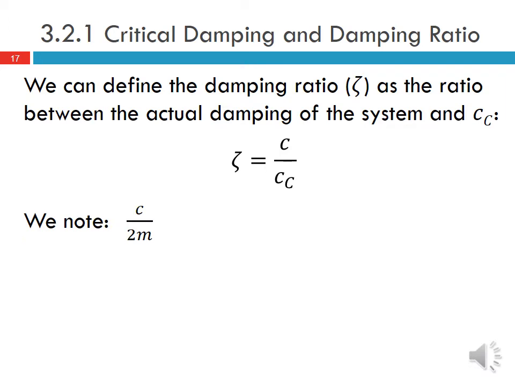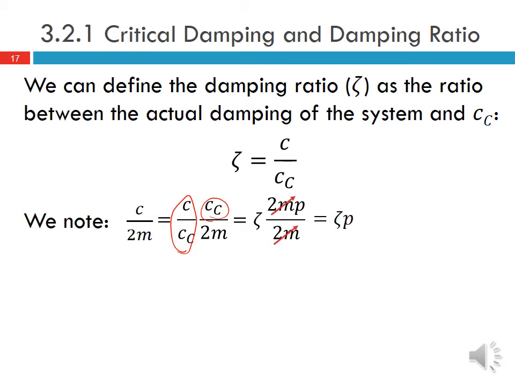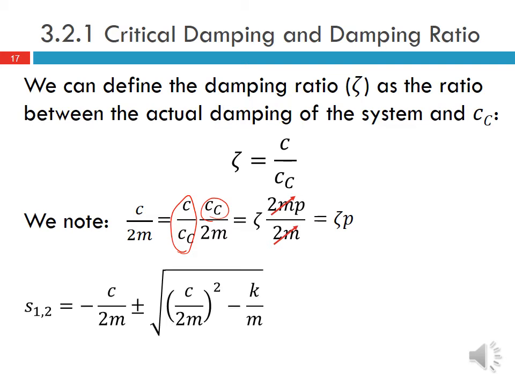We remember that c over 2m can be rewritten as shown here, so this becomes zeta, and then Cc we said was 2mp. So c over 2m is equal to zeta p. This is just important because this appeared in our previous form of the equation.